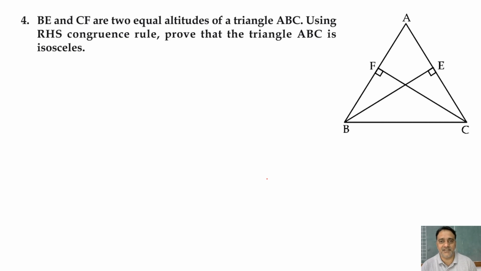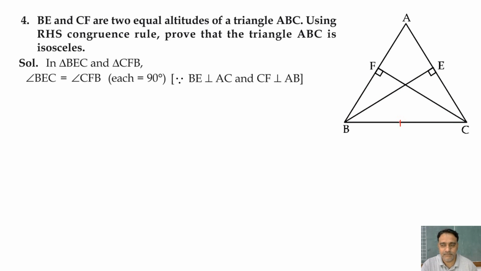BE and CF are two equal altitudes of triangle ABC. Using RHS congruence rule, prove that the triangle ABC is isosceles. So हम लोग अभी ये दोनों triangles से ले रहे हैं. देखो ध्यान से, these two triangles, ये वाला और ये वाला. ओके, सेम क्वेश्चन हम लोग किए थे ये दोनों ट्रायंगल्स लेके. अभी ध्यान से देखो, BC कॉमन है दोनों में, and these two angles are 90 degrees. Yes, sir. Okay, and these two altitudes are also equal.